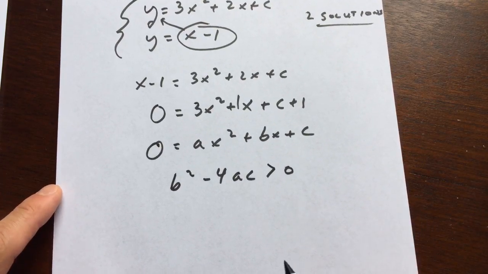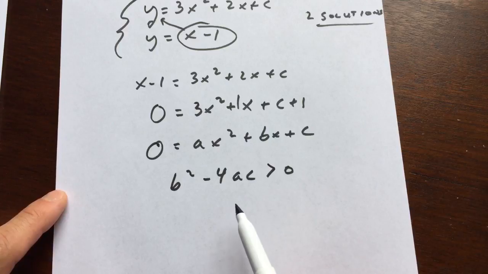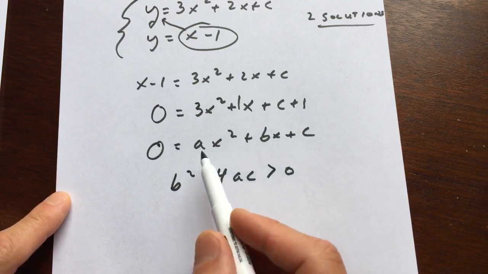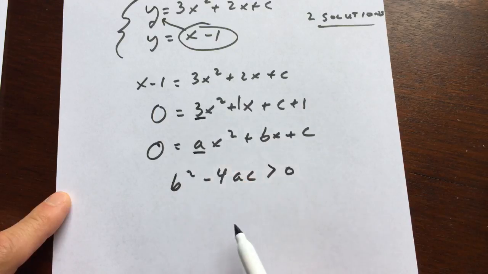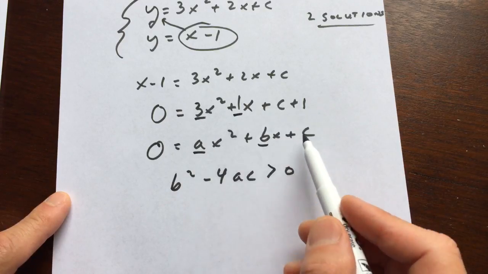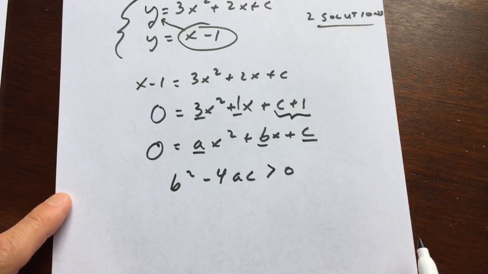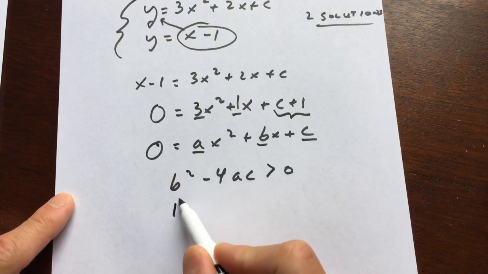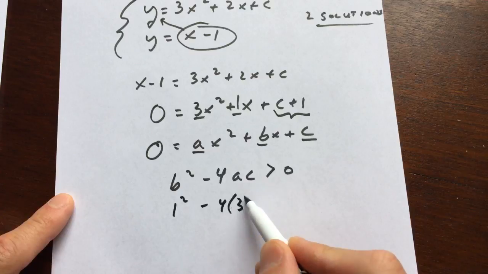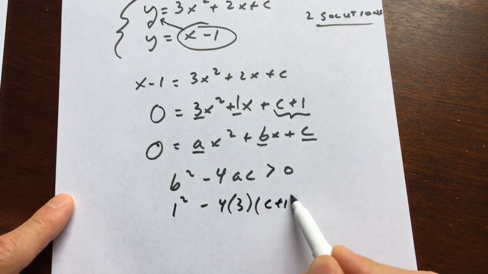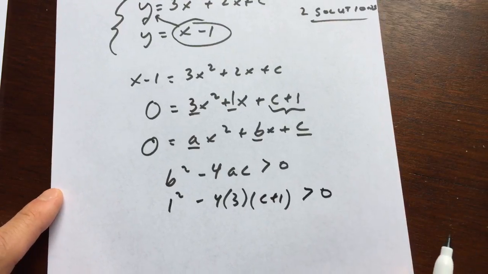Okay, you guys still with me? Okay, so sorry about that. So basically, what we have to do now is we have to identify our a, b, and c. So we've got a is 3, b is positive 1, and c is this whole quantity, c plus 1. That's our constant, right? So what we've got is b squared is 1 squared minus 4 times a, which is 3, times our c value, which is c plus 1. And we want that to be greater than 0.